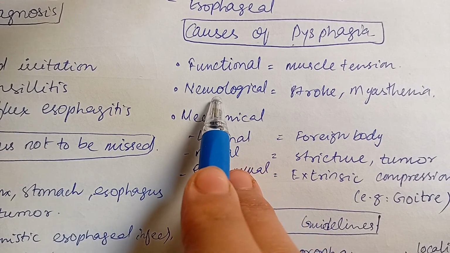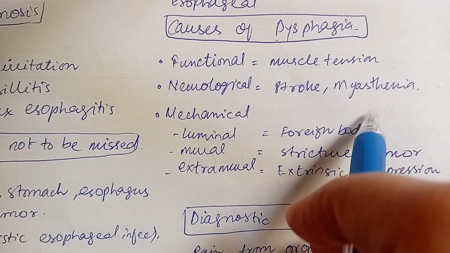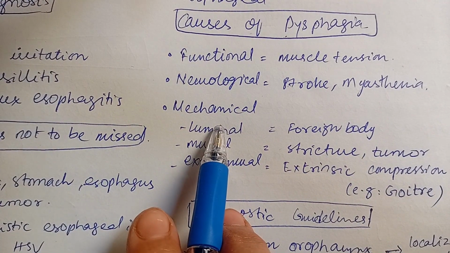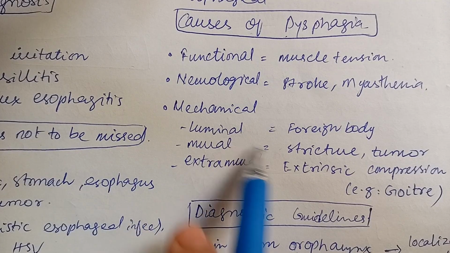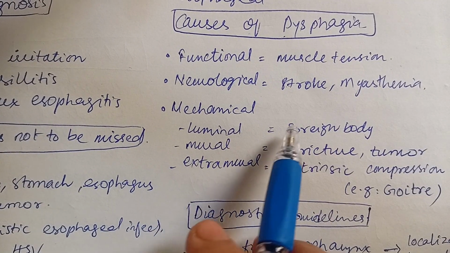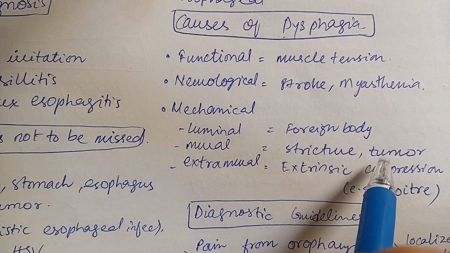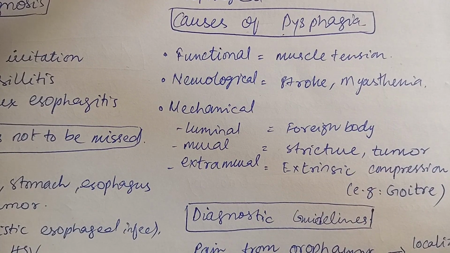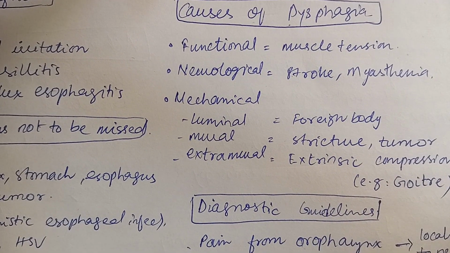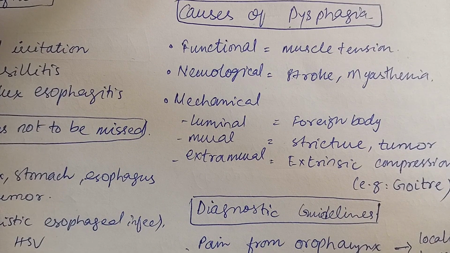Then we have neurological causes like stroke and myasthenia. Then we have mechanical causes. In mechanical causes, we have luminal causes like foreign body, mural like structural stricture or tumor, extramural like extrinsic tumor, that is an extrinsic mass that is compressing the esophagus, like goiter.